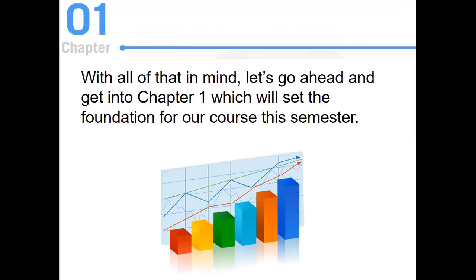With all of that in mind, we're going to go ahead now and jump into the core of Chapter 1. The concepts in this chapter will set the stage for the rest of our course this semester. This course builds on itself as we go through each chapter. Those concepts will be coming up again and again and again. So in that sense, the course is cumulative. So this is a very, very important chapter. You definitely want to make sure you read this chapter in addition to watching these videos where I summarize major points.